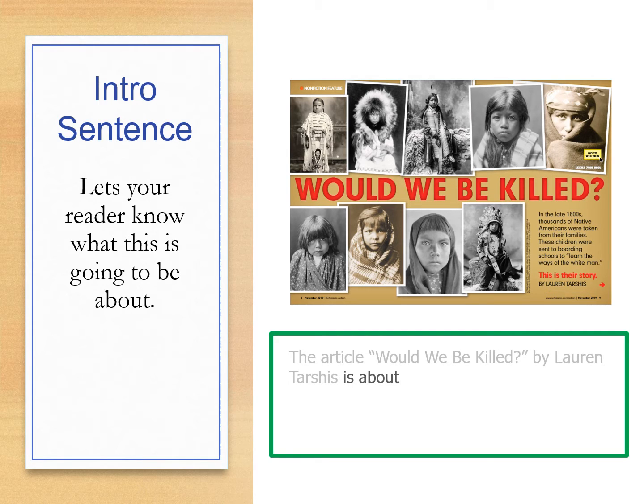Okay, and now let's finish up this sentence. So you've already typed the article, "Would We Be Killed?" by Lauren Tarshis, is about. What is it about? Well, boarding schools mostly. So that's the first thing I put. Boarding schools. You can type that too. The article, "Would We Be Killed?" by Lauren Tarshis, is about boarding schools. But don't put a period yet. We've got more to say.